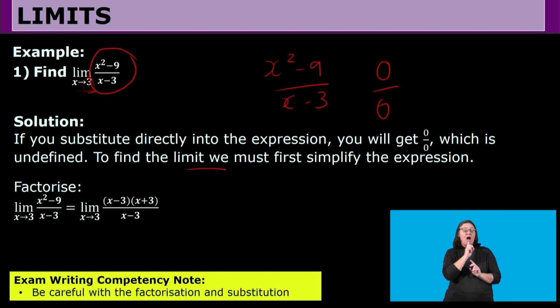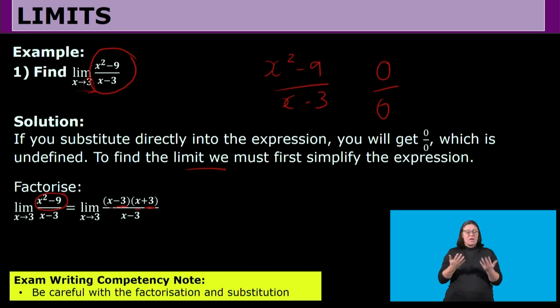So to answer the question, the first thing we do is we need to factorize x squared minus 9. It's a difference of squares. That's a concept we learn in grade 9. To factorize, it's the square root of x squared, which is x, minus the square root of 9, which is 3. And then it's the square root of x plus the square root of 9, which is 3.